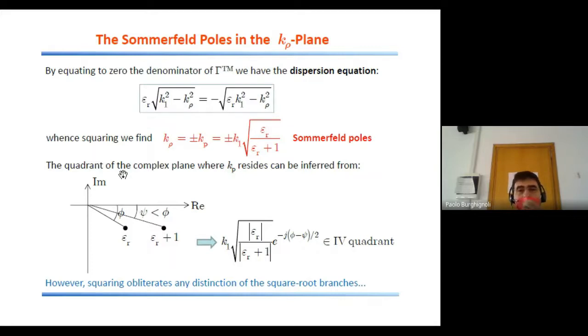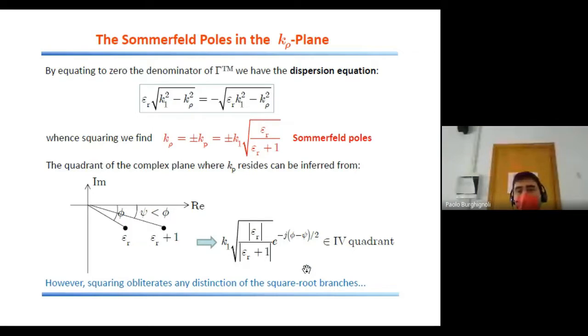Now, this is useful because if you now try to write the expression of the Sommerfeld poles, in particular the one with the positive sign in front, in polar form, what you get is k1, which is a positive real number because the medium 1 is vacuum. Then there is the square root of the absolute values of epsilon r and epsilon r plus 1. And then we collect in a single exponential all the phase terms, and we have e to the minus j phi over 2, which comes from the square root of the numerator, and e to the plus j psi over 2, which comes from the square root of the denominator, okay?